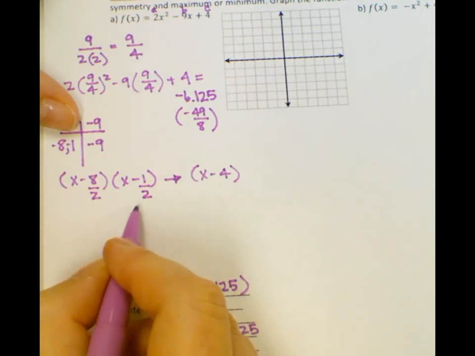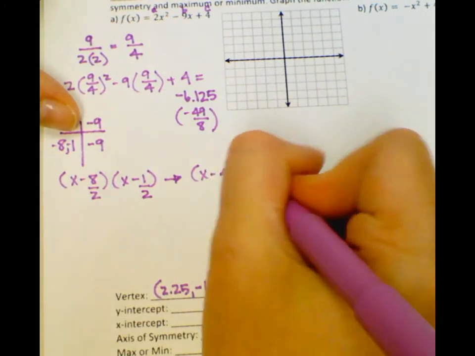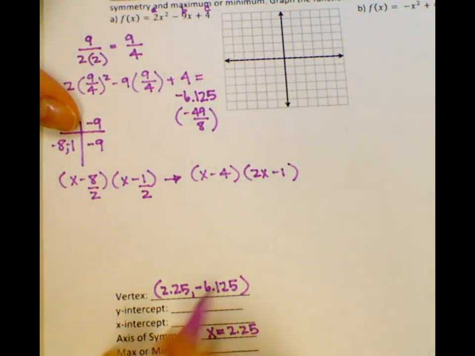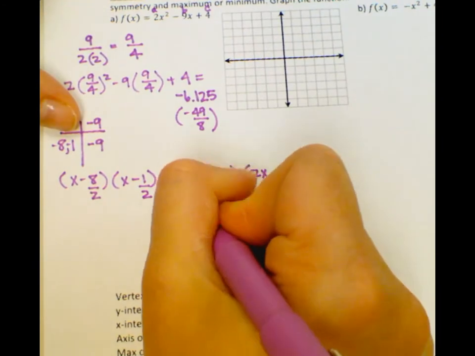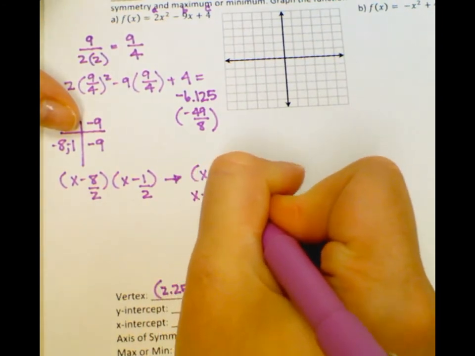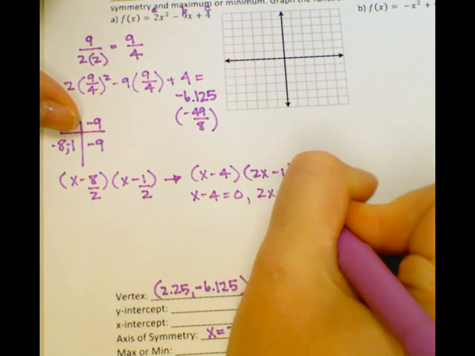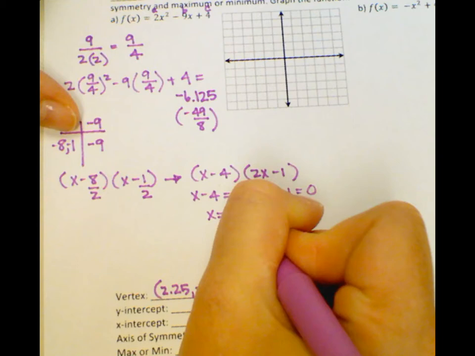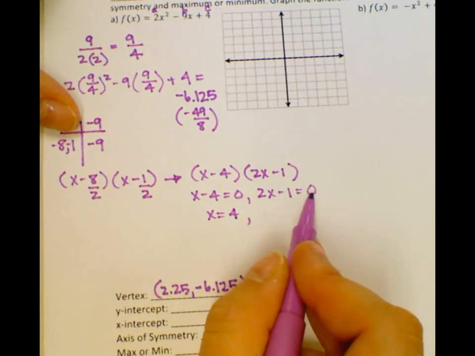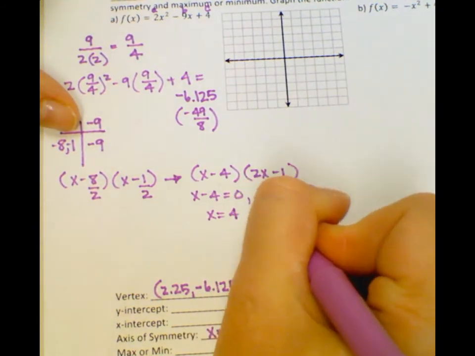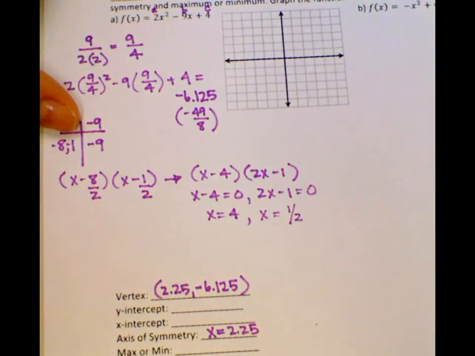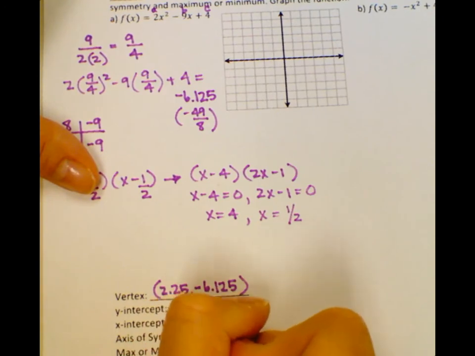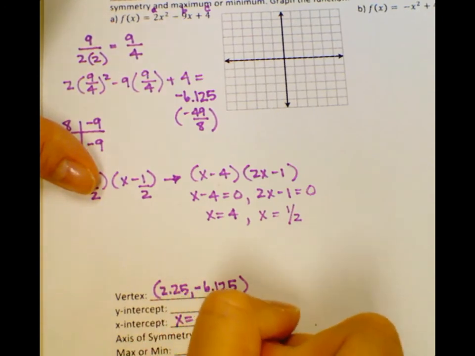1 can't divide by 2, so that's when you bump it up. So you have 2x minus 1. Now remember, to get the answers, you set each of these parentheses equal to 0. So x minus 4 equals 0. 2x minus 1 equals 0. Well, this one's easy. Plus 4 is 4. This one, let's try to use our brain. We're going to plus 1 and divide by 2. So 1/2. Those are your x-intercepts. So x-intercept is when x equals 4 and x equals 1/2.